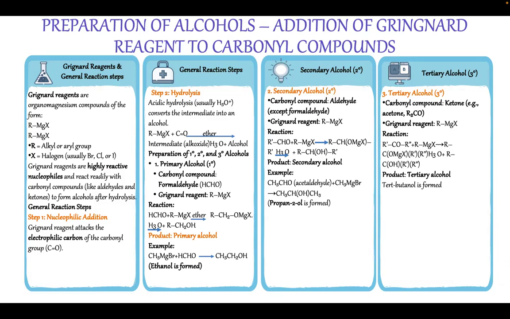And the preparation of primary, secondary, and tertiary alcohol. For the primary alcohol, the carbonyl compound involved is formaldehyde, HCHO, with a Grignard reagent, and the end product of the reaction is a primary alcohol. Example: CH3MgBr plus HCHO produces ethanol as the end product.